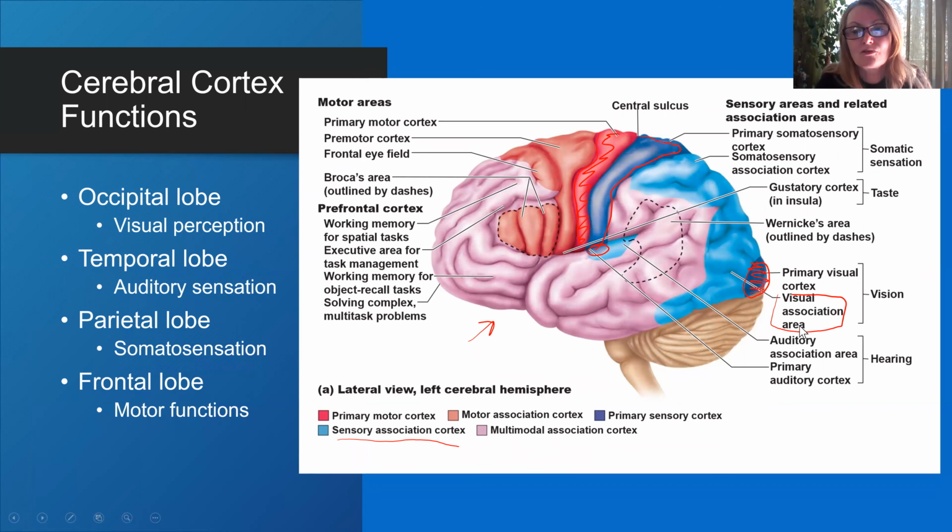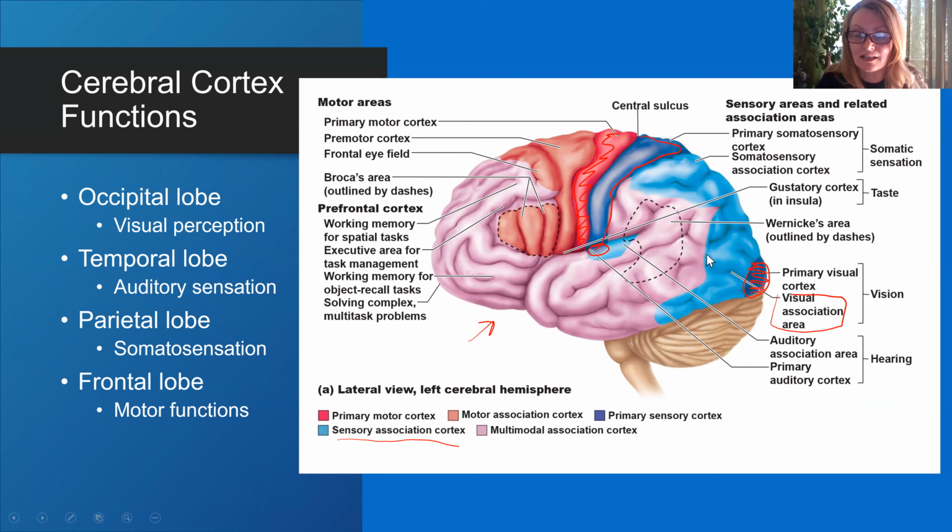Because you receive visual information by this primary cortex, but to understand a shape, a color, the different information about this visual sensation, you need not only primary, but association area as well, right? So seeing something and understanding something, it's not exactly the same, right?